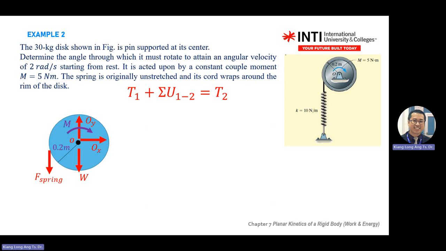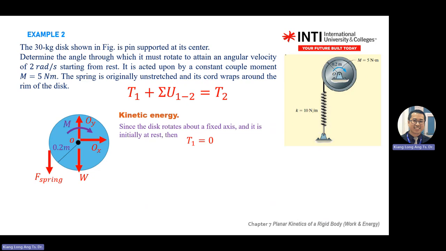T1 plus work 1 to 2 equal to T2. Then you calculate. Start from rest means T1 is 0. Kinetic energy T1 is 0. Okay, so if you put in these 3 equations also, omega starting 0, so 0, 0, V0, Ig omega zero. So I put T1 0. Okay. So if you write T1 equals 0, it will give you 1 mark. This simple statement here.